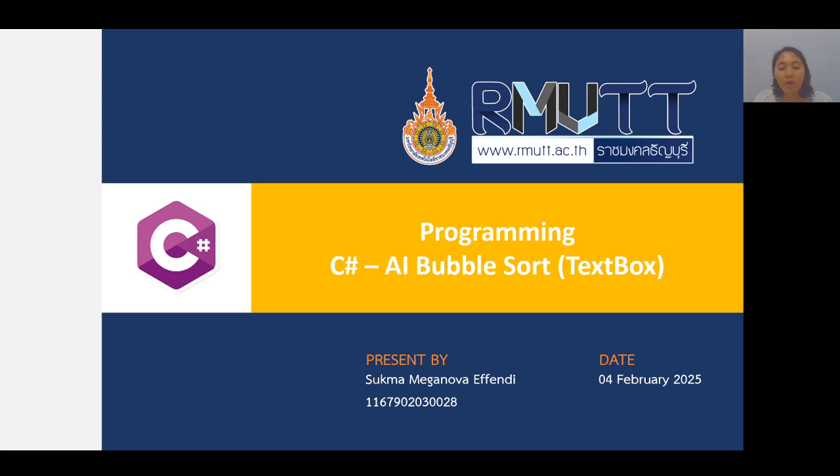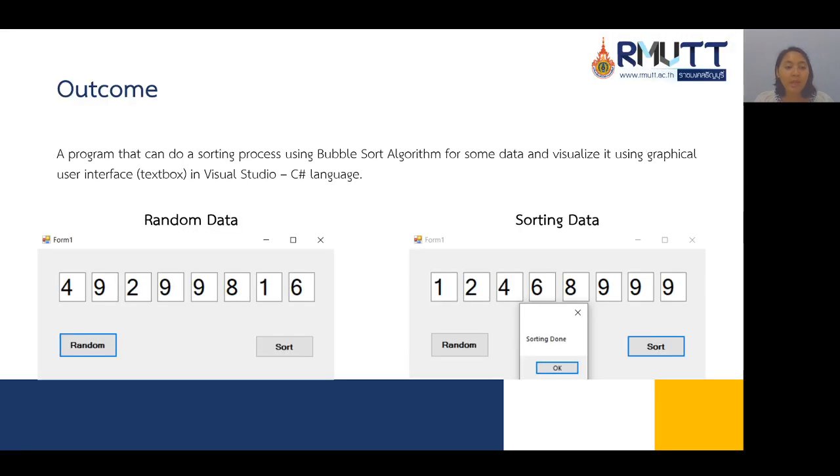I want to present my homework in programming using C# language about bubble sort and display with TextBox. This is the outcome of this homework: a program that can do a sorting process using the bubble sort algorithm for some data and visualize it using a graphical user interface using a text box in Visual Studio in C# language.